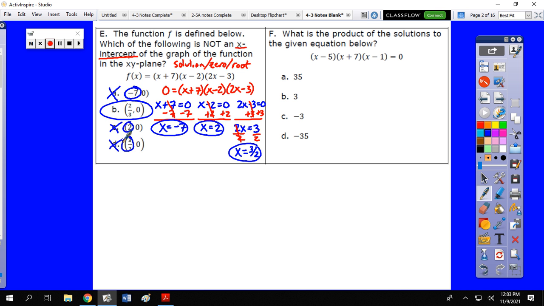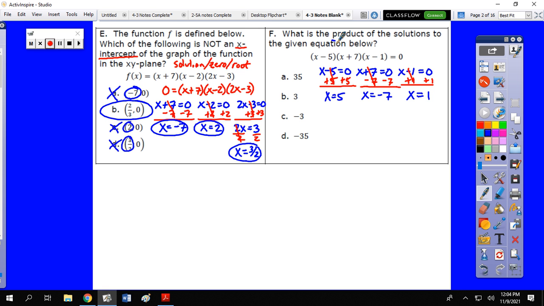Okay, letter F says what is the product of the solutions of the given equation below? We have x minus 5 equals 0, x plus 7 equals 0, and x minus 1 equals 0. So our three solutions are 5, negative 7, because we subtract 7 from each side, and positive 1, because we would add 1 to each side.